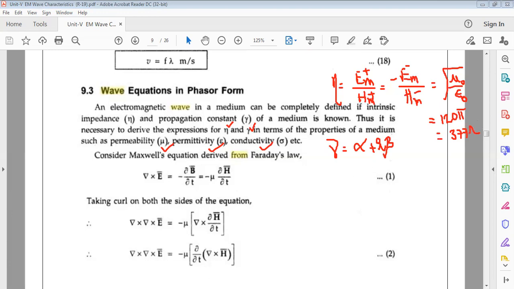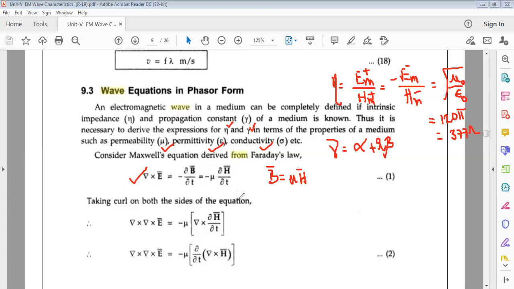The gamma is equal to alpha plus j beta. To derive these two expressions in terms of the constant values, consider a Maxwell's equation derived from Faraday's law: del cross E bar is equal to minus dou B bar by dou t, derived from Faraday's law. B bar is related to H by B bar equal to mu into H bar. So it is minus mu into dou H bar by dou t.